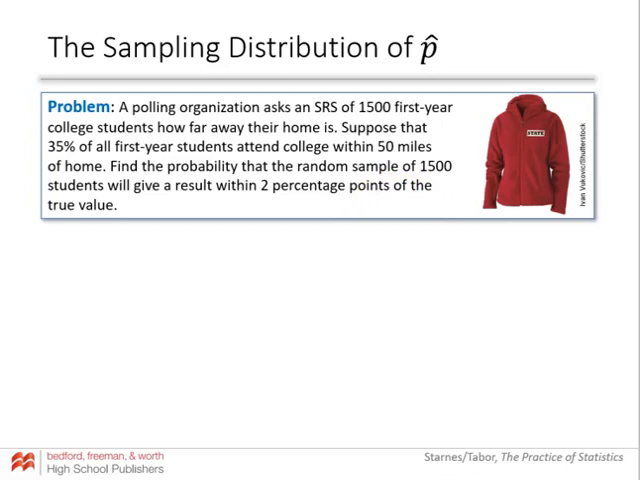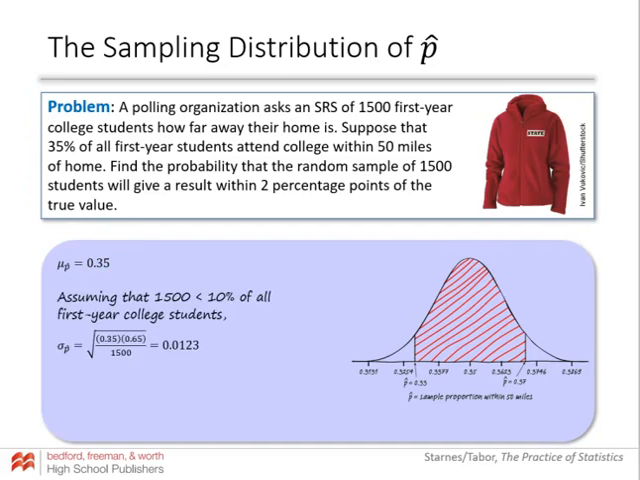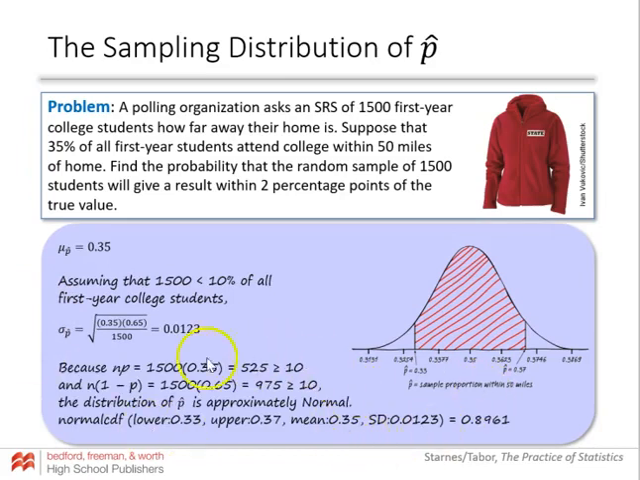Okay, so first thing is we know that the mean should be 0.35. Okay, because the mean is equal to the population proportion. Then, again, we're going to write this sentence every time, assuming that 1,500 is less than 10% of all first-year college students. That's a reasonable assumption. We can use this formula to find the standard deviation. And then we're going to verify our large counts condition, n times p and n times (1 minus p).